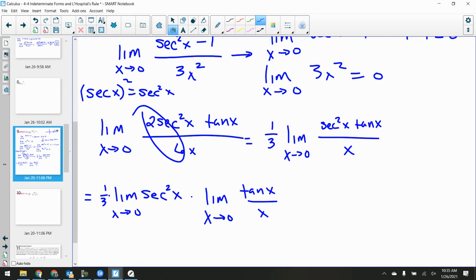Because I can break it apart. I can evaluate the limits separately. All I did was just break apart this fraction. I took the secant separately from the tangent x over x. You have to put the 1/3 on both of them.